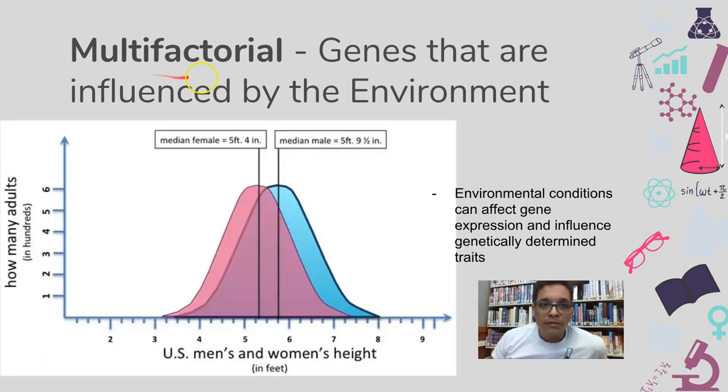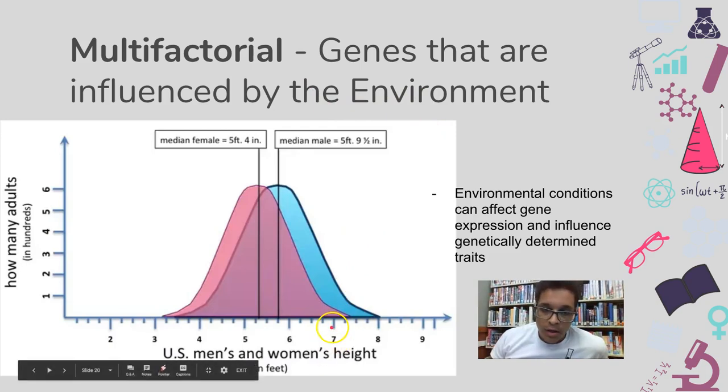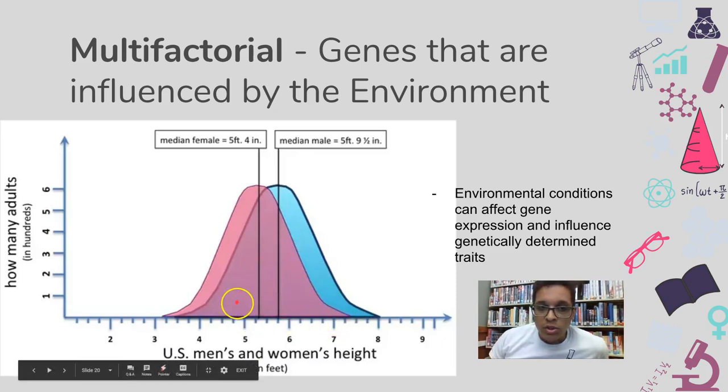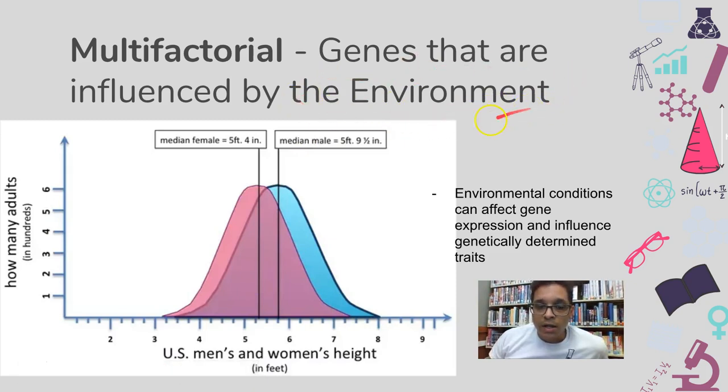Lastly is multifactorial genes, and these genes are influenced by the environment. So say your genetics are saying you're going to be 7 feet tall, and so you're determined to be 7 feet tall. But if you are malnourished as a kid and you never get the nutrients that you need, you might only end up growing up to be 5 feet tall. And so it's based on what your genetics say you should be versus what you are. These environmental factors influence your genetics.